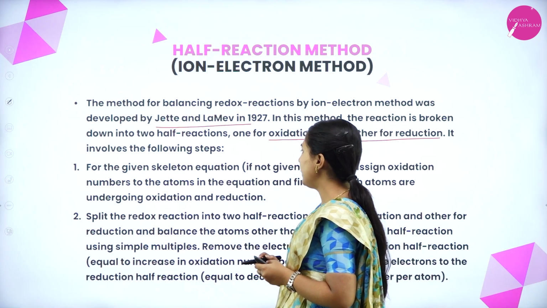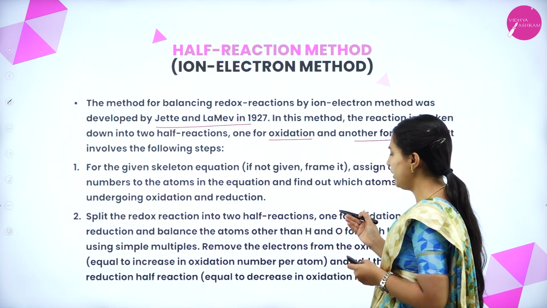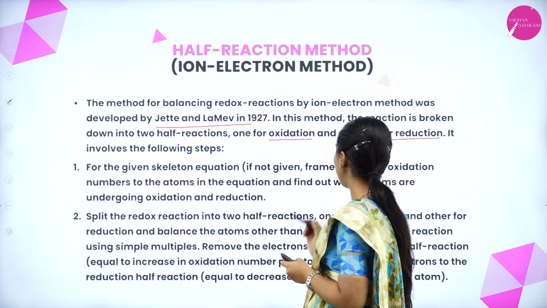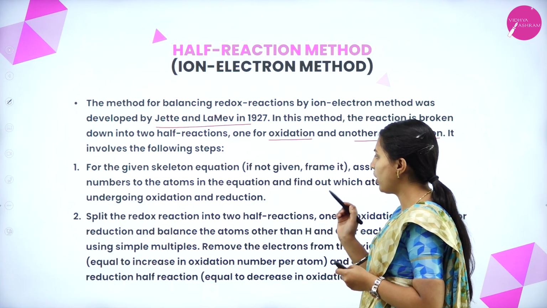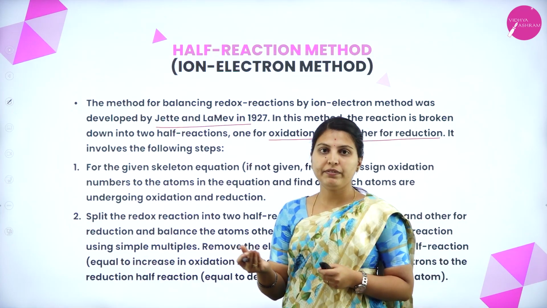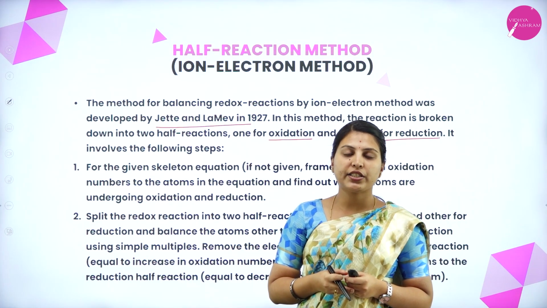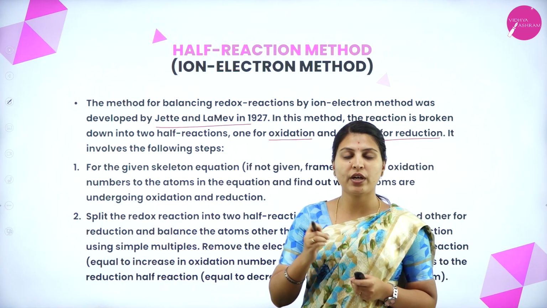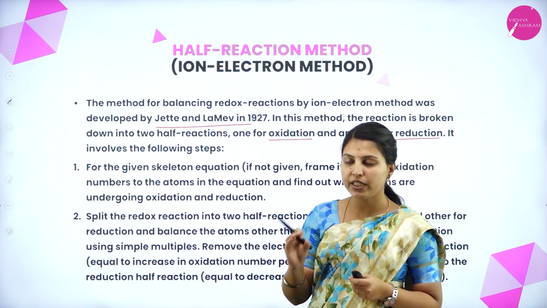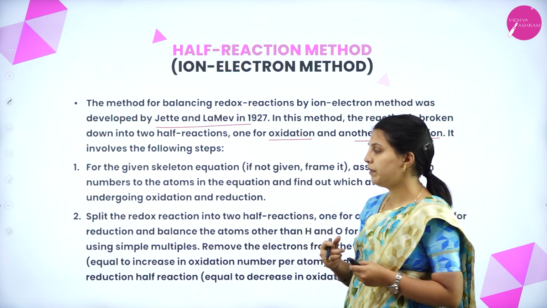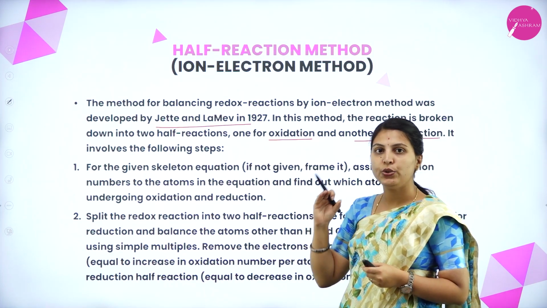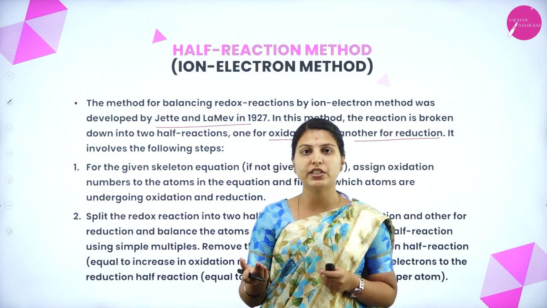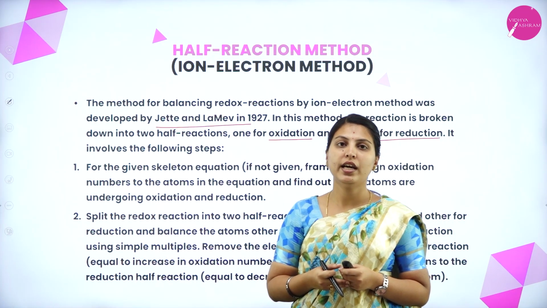Step 1: For the given skeleton equation, if not given, frame it. Assign oxidation numbers to the atoms in the equation and find out which atoms are undergoing oxidation and reduction. If they have given the skeleton reaction, it is well and good. If not, if they have given it in a statement, you have to write the skeleton reaction or frame it, and in that reaction you have to identify which atoms are undergoing oxidation and which atoms are undergoing reduction.